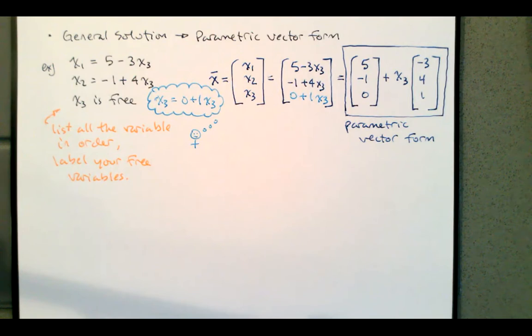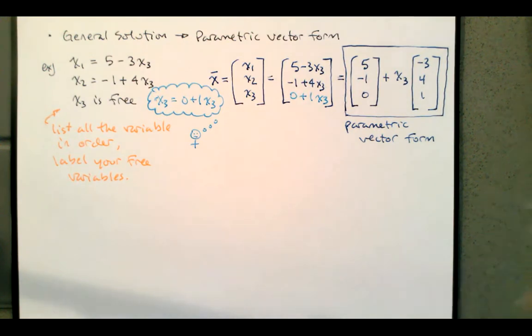So we want to just list all the variables in order, x1, x2, x3, however many there are. I think on the next homework one goes out to like x50, and I'm just kidding. It doesn't go that far, but it could. And we want to label our free variables.